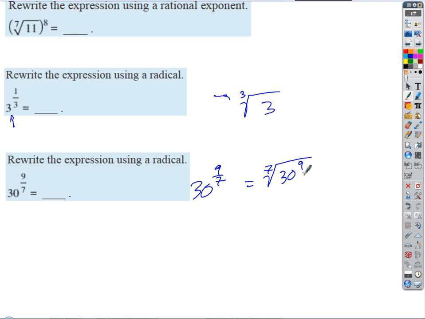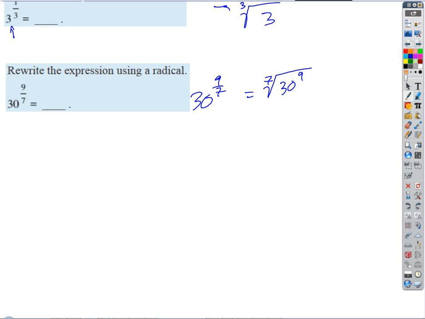Now if I want to write that with minimal radicands, I could start here and say 9/7 is an improper fraction. As a mixed number it's bigger than 1, so let's use that to our advantage. What is 9/7 as a mixed number? 1 and 2/7. So I get 30 to the 1 times 30 to the 2/7.